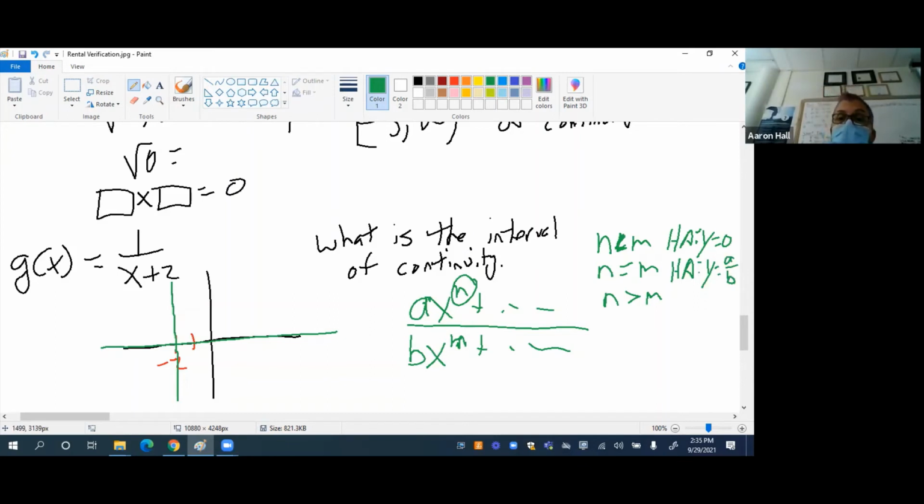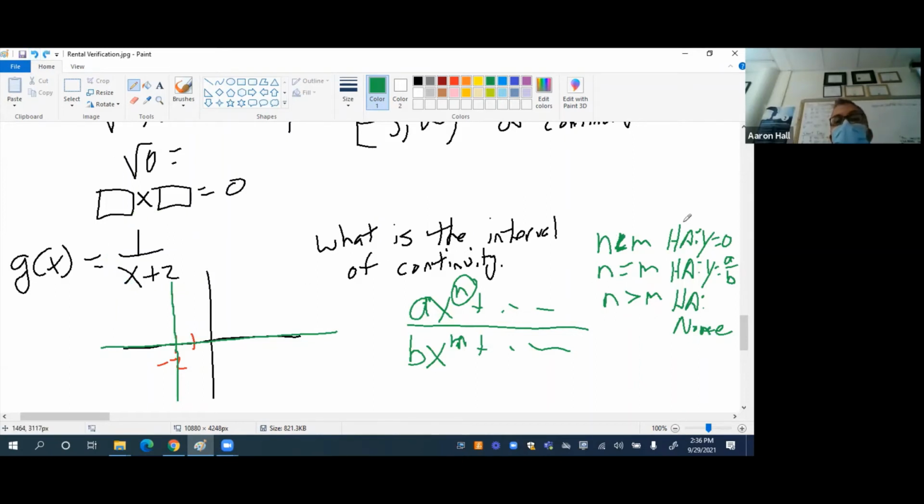What about if n is greater than m? Yeah, it doesn't exist. The numerator is so much larger than the denominator, you just take off to infinity. It just grows and grows and grows. So we have the horizontal asymptote is none. We don't have one. All right. So what do we have? What case is this? Is it that n is less than, n is equal to, or n is greater than m?